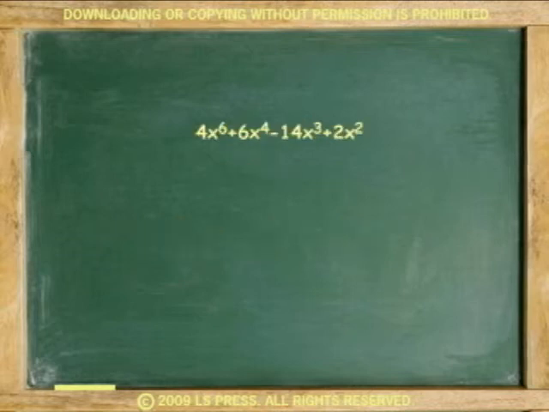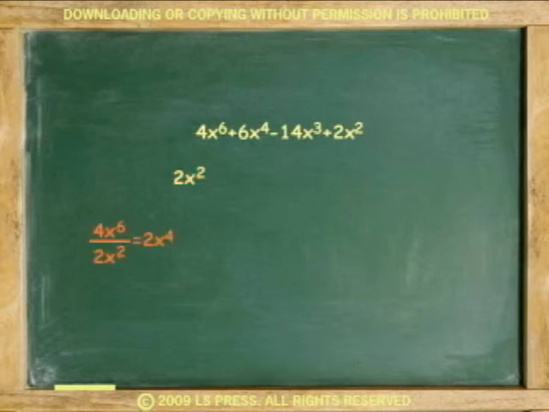Factor completely. The common coefficient found in 4, 6, 14, and 2 is 2. The common base found is x. The common exponent found is 2. The common factor is then 2x squared.